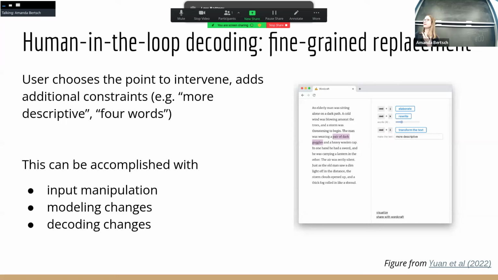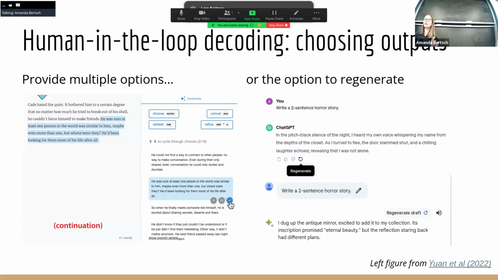Another thing that's very common in this space is sampling and re-ranking methods where the human is the one choosing what to return, right? So in WordCraft, you see a set of choices and you can choose which text to insert. But more commonly in something like ChatGPT or Bard, you see this little option to regenerate text, right? You as the human can reject the text and say, no, I don't like this, give me a different output. And this is also a way of controlling decoding just by doing it on a human rather than an algorithmic level.